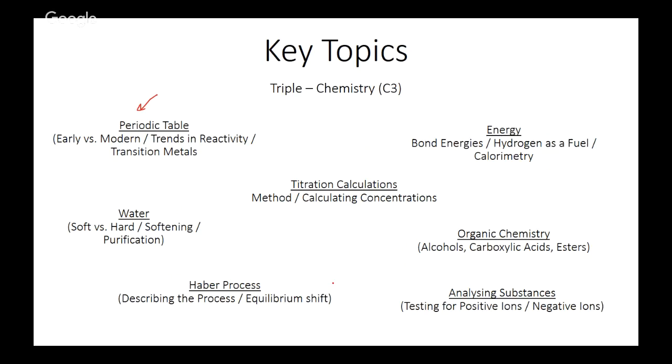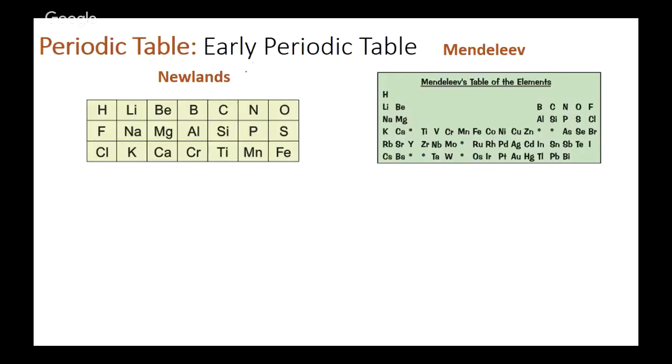So first things first then, let's start off with the periodic table. Before the modern periodic table, there were several versions that were made by different scientists. This one here is by a chap called Newlands. His early periodic table was called the law of octaves because he put every eighth element with similar properties together. So if we count along here, hydrogen and fluorine, 1, 2, 3, 4, 5, 6, 7, 8. So they were grouped together.